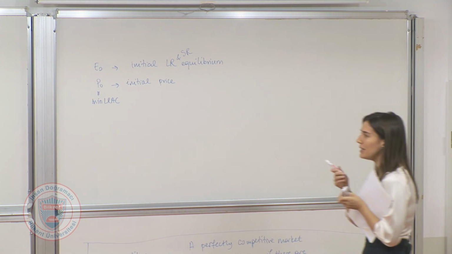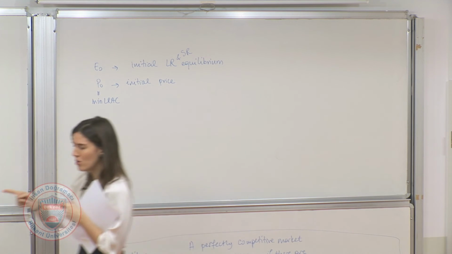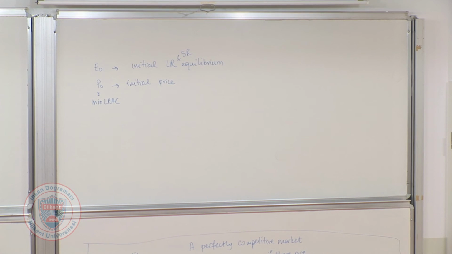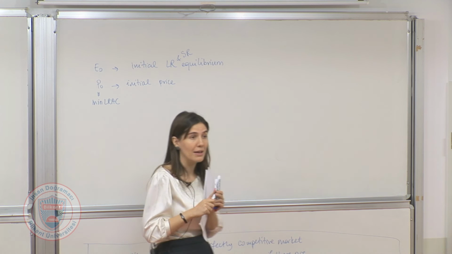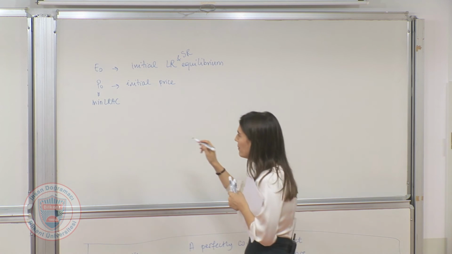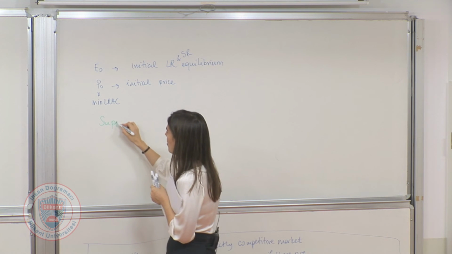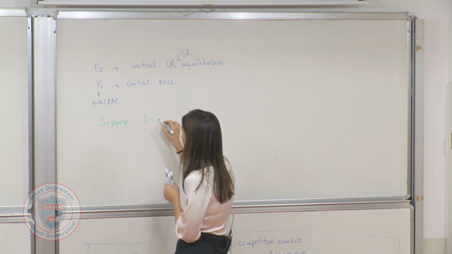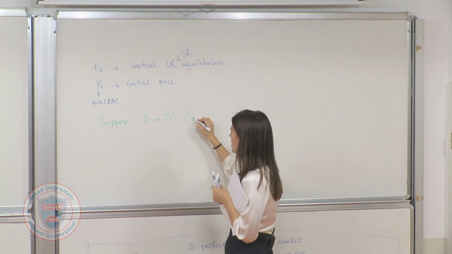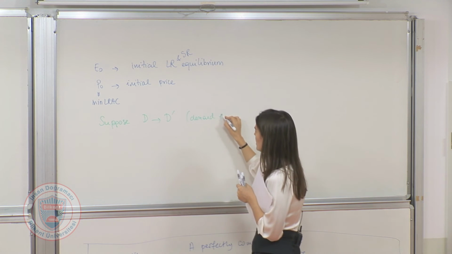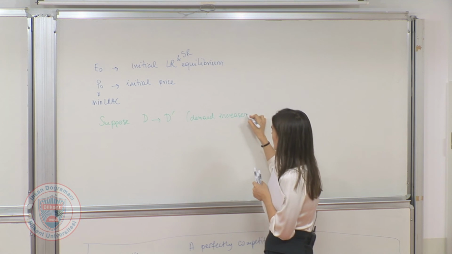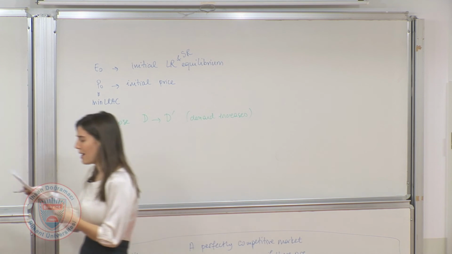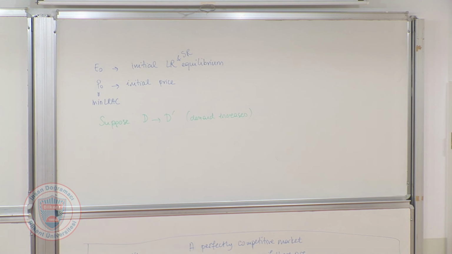But now let me introduce a change here. Suppose somehow incomes increase, and now there is an increase in the demand in this market, okay? Suppose D increases to D prime. Demand increases. Okay? Now demand is going to increase. So what's going to happen?